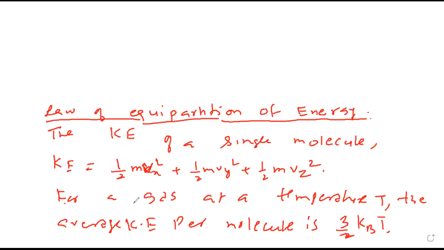Kinetic energy of single molecule, K.E., is half mvx square plus half mvy square plus half mvz square. For a gas at temperature T, the average kinetic energy per molecule is written as 3 by 2 kBT.